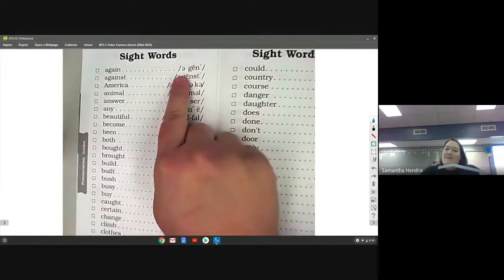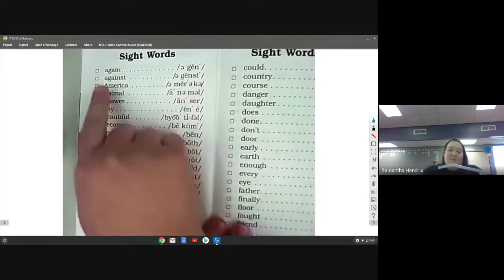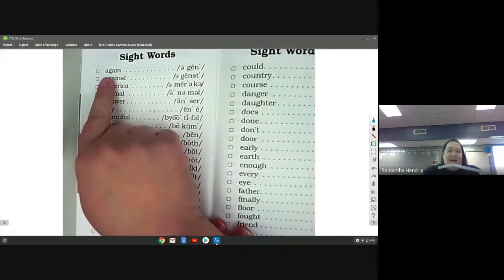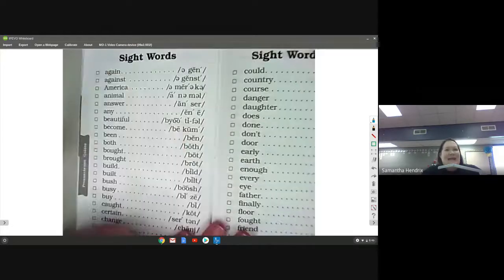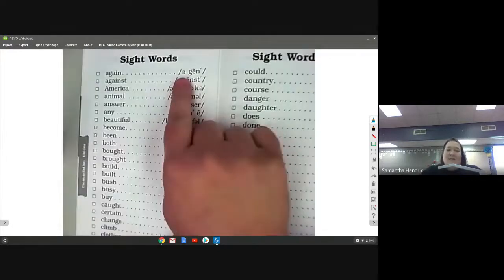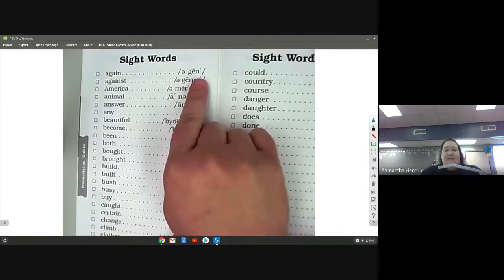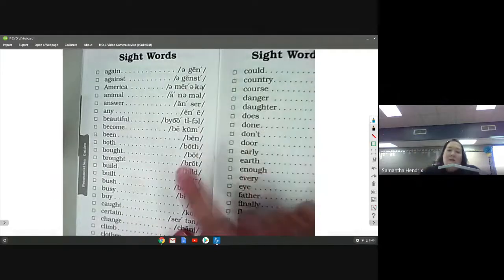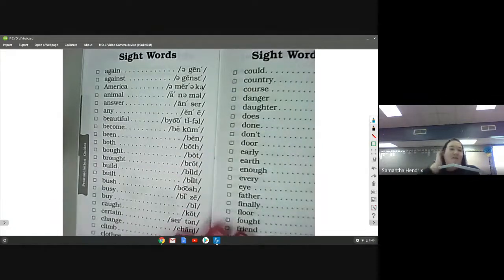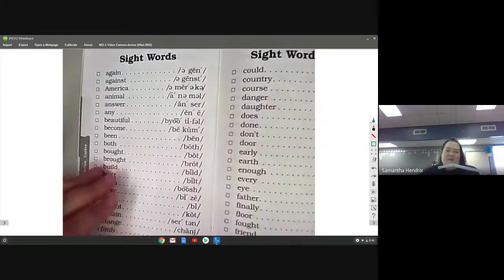Yeah, but Miss Hendricks, like that's a little crazy. Yeah, but it's sight words, so we can't go again. What's again? So this tells us how to say again. I know. We're going to get to that in Saxon, okay? But these are your sight words, okay? And then how to pronounce them, okay?